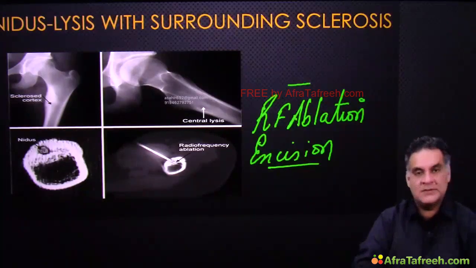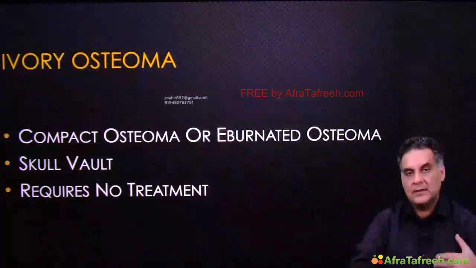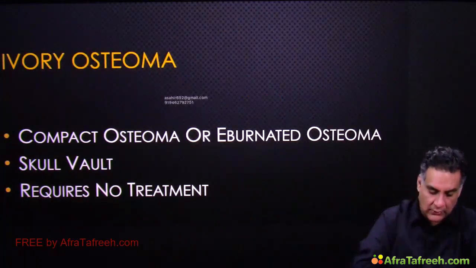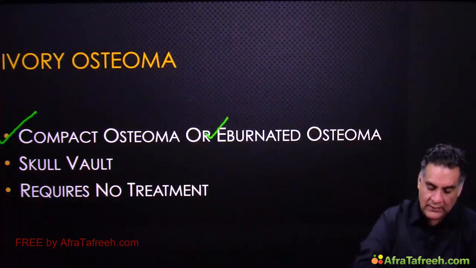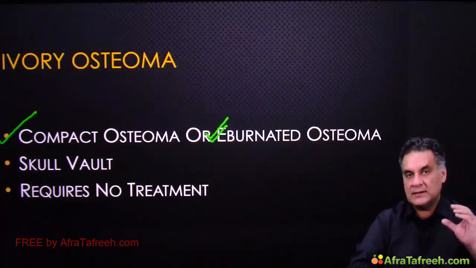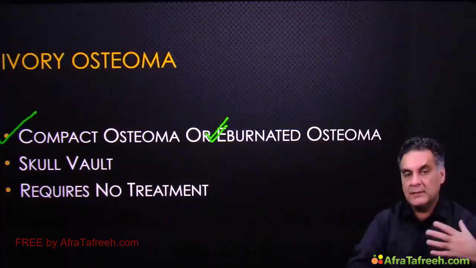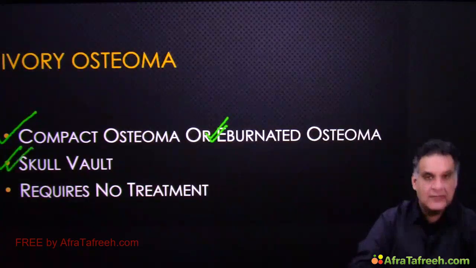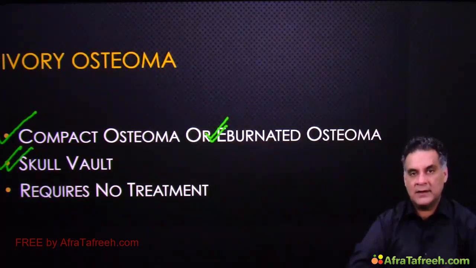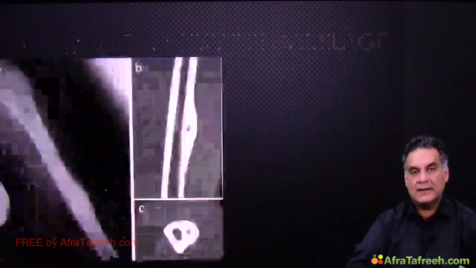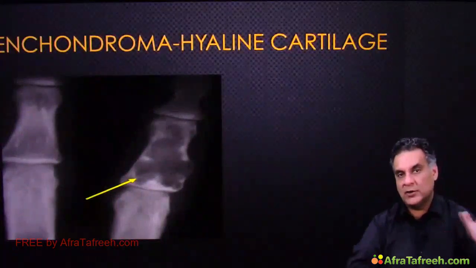Nowadays, radio frequency ablation is favored a lot. It's the asymptomatic variety, ivory osteoma. Ivory osteoma, also called compact osteoma or eburnated osteoma. Ivory means white. Compact means condensed bone, white. Eburnated means shining white. They are seen on the skull. Incidental findings require no treatment. When we look at these osteomas, they are white dots.